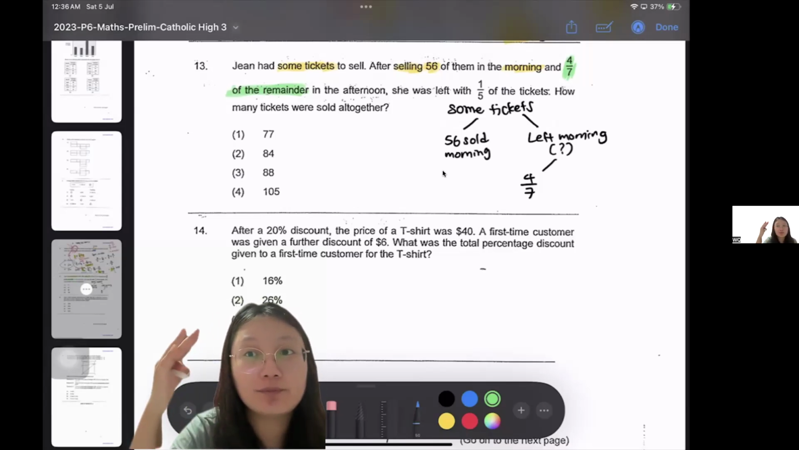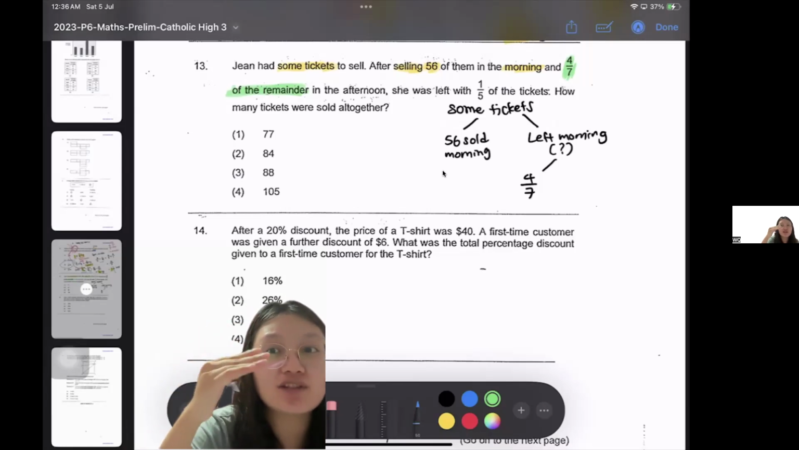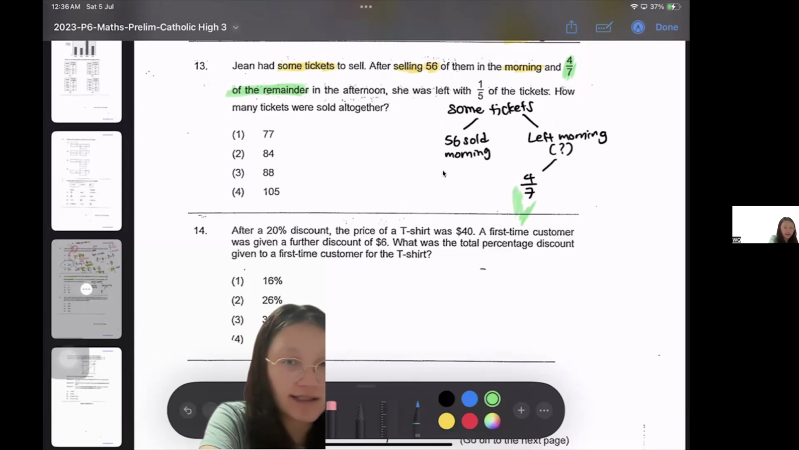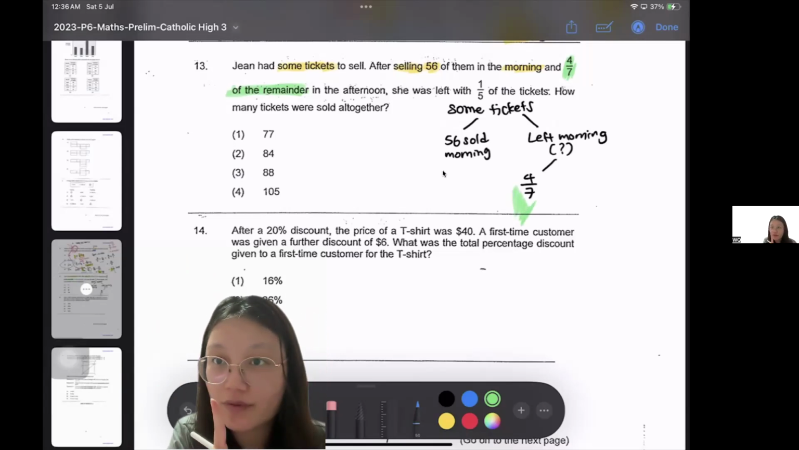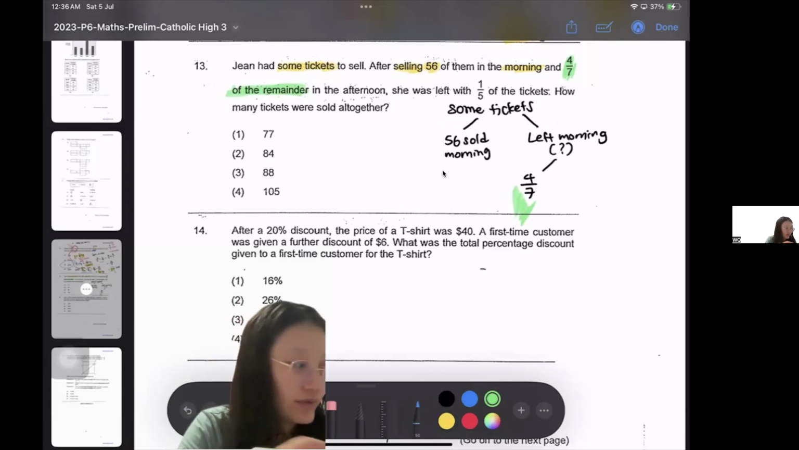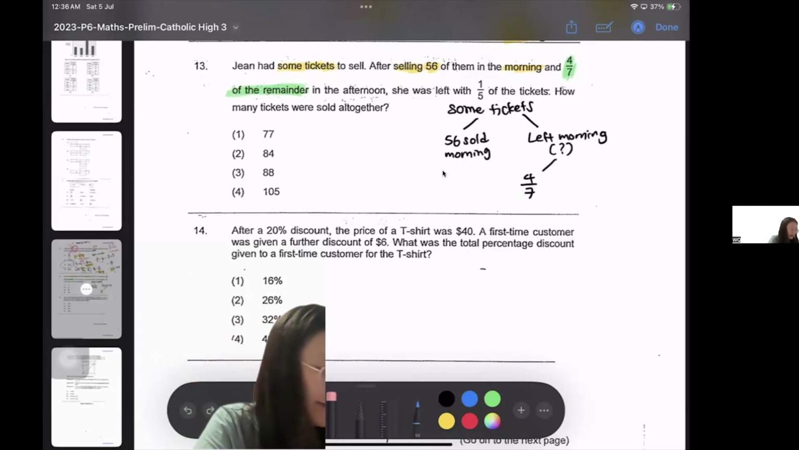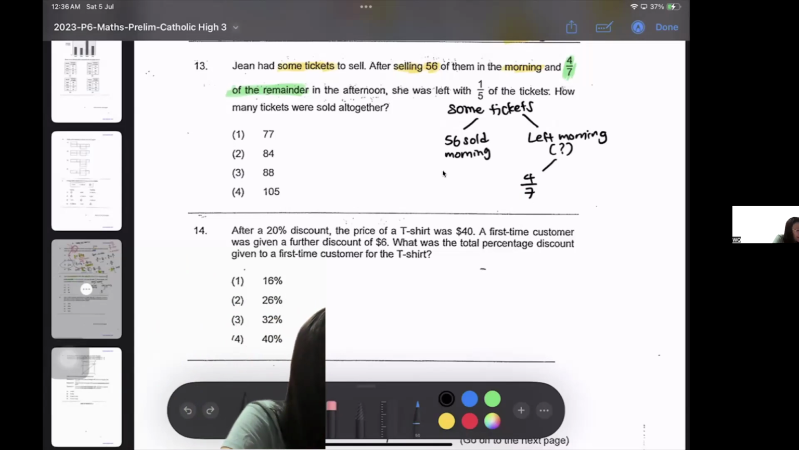Because this is a level thing. At first, she sold this, then a fraction of the remainder is a second level. Like over here, you see the 4/7, that is the second level of the branch. So every time you see of the remainder, you must draw a branch to help you understand better which level you are working on right now. Okay, so let's continue. After you draw 4/7 of the remainder, that is the amount that she sold, which means that what she is left with is 3/7.